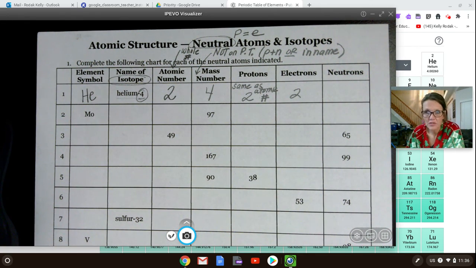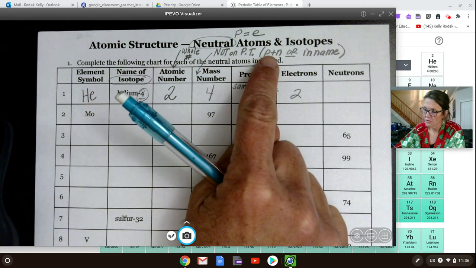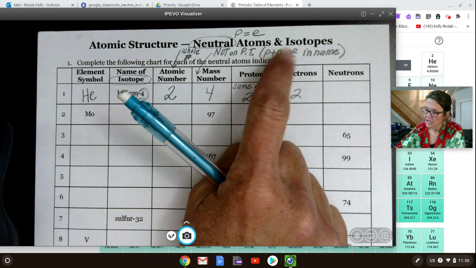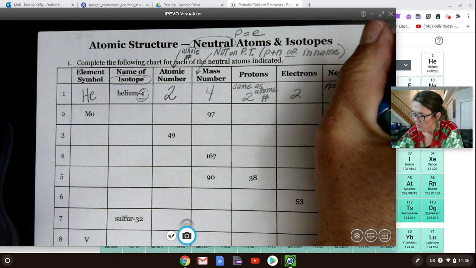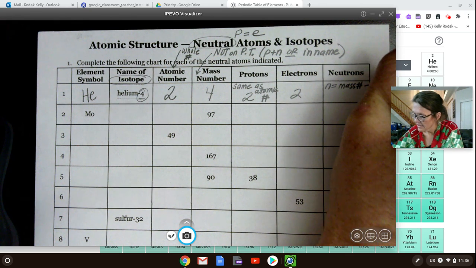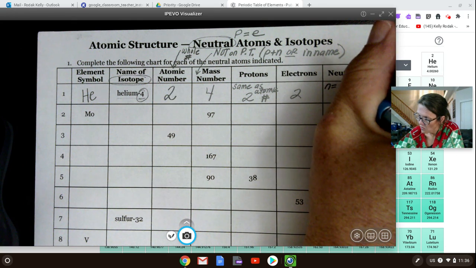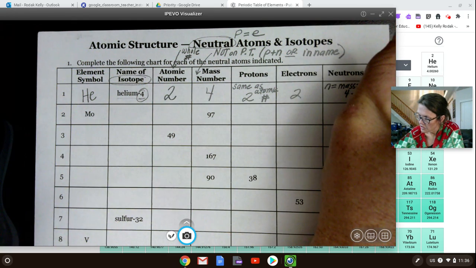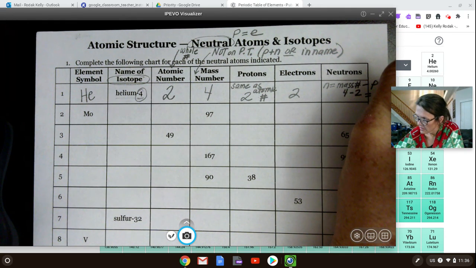And then the last thing we need to do is figure out the neutrons. Again, neutrons is not on the periodic table. We have to solve for it. We know that mass number is equal to the protons plus the neutrons. So if we just want to find neutrons, it's going to be equal to the mass number minus the protons. So in this case, the mass number is 4, and there are 2 protons. So the number of neutrons is equal to 2.